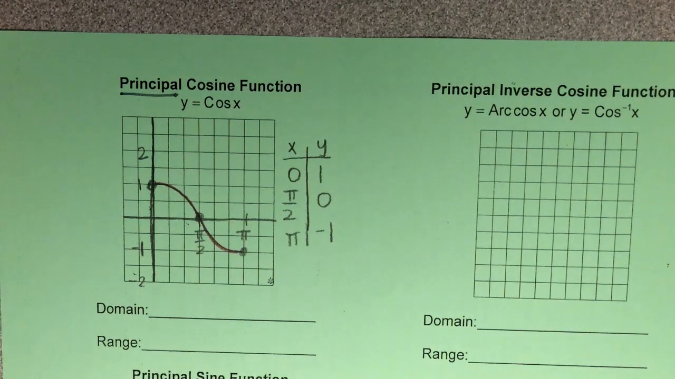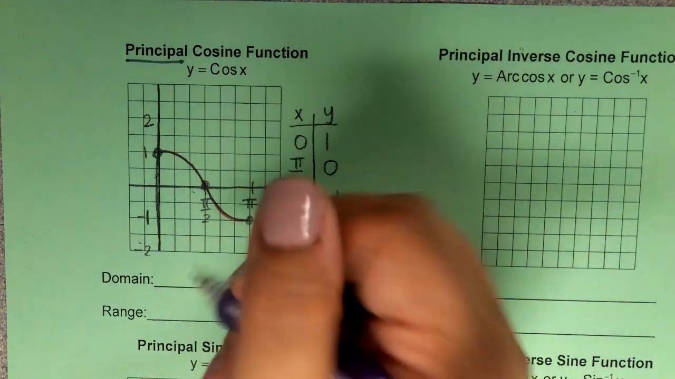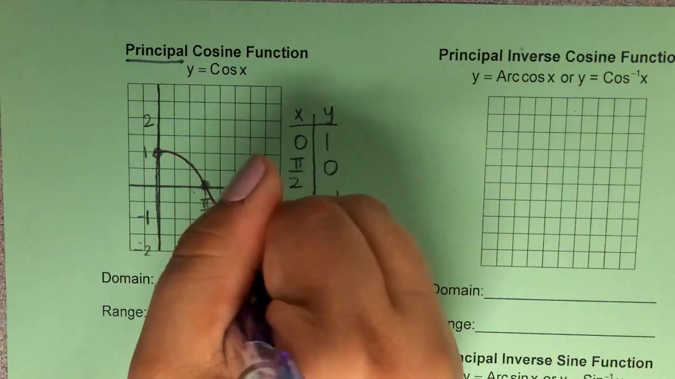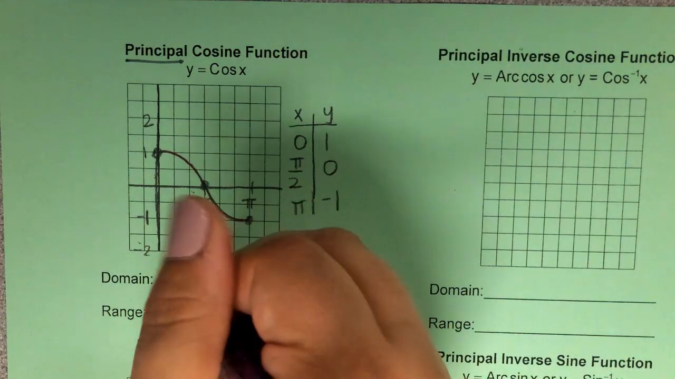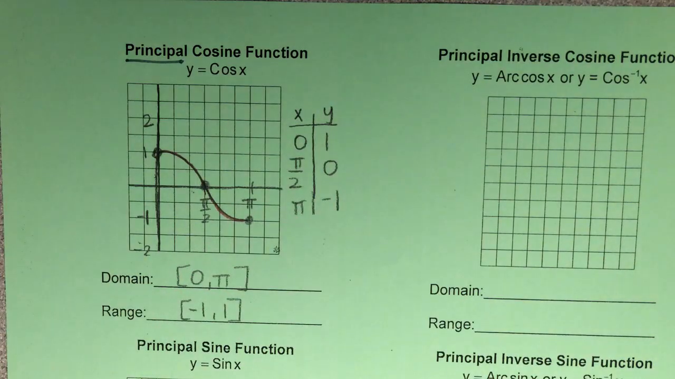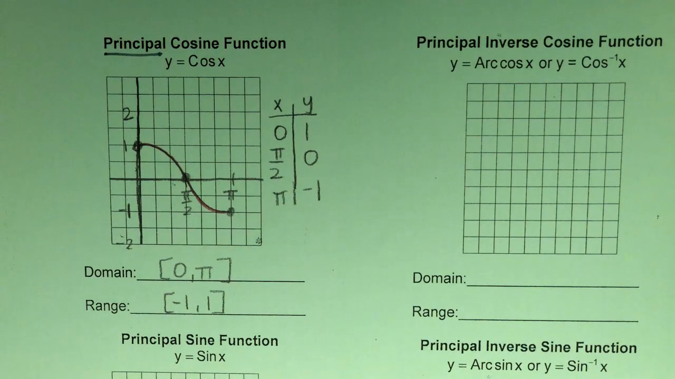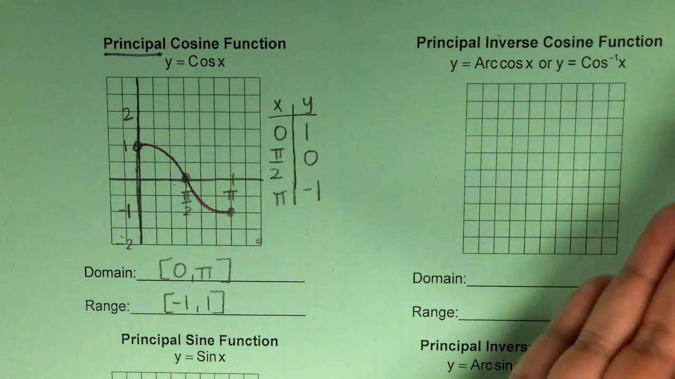What is my domain of this right here? 0 to pi. What is my range? -1 to 1. Do I have any questions so far? Does it make sense why I'm stopping right there? Okay, because I want to get the inverse.